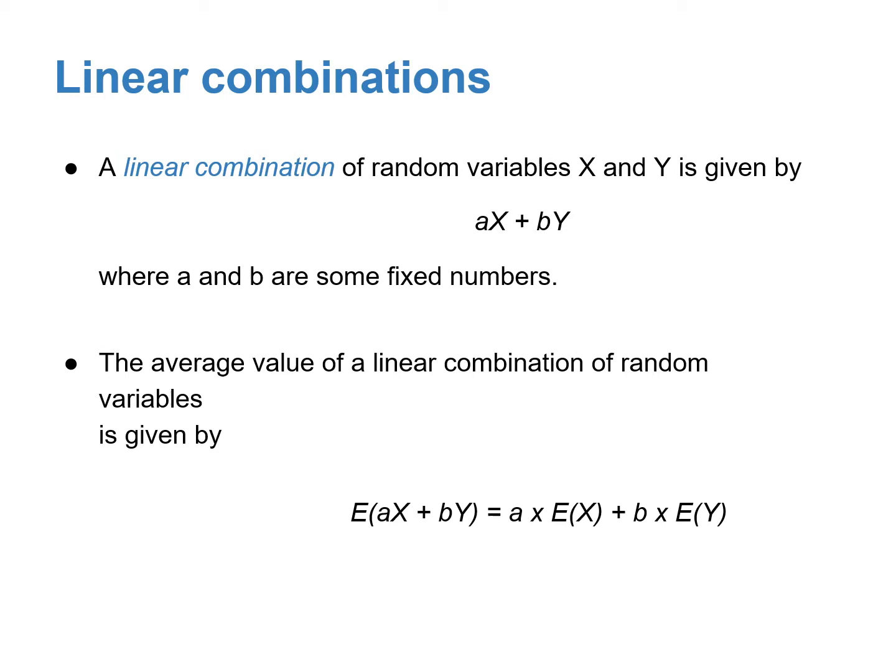The average value or the expected value of a linear combination of random variables is given by this formula. The expected value of a times x plus b times y is equal to a times the expected value of x plus b times the expected value of y. We can use the definition of the expected value to factor out the a's and b's to prove this if we like.